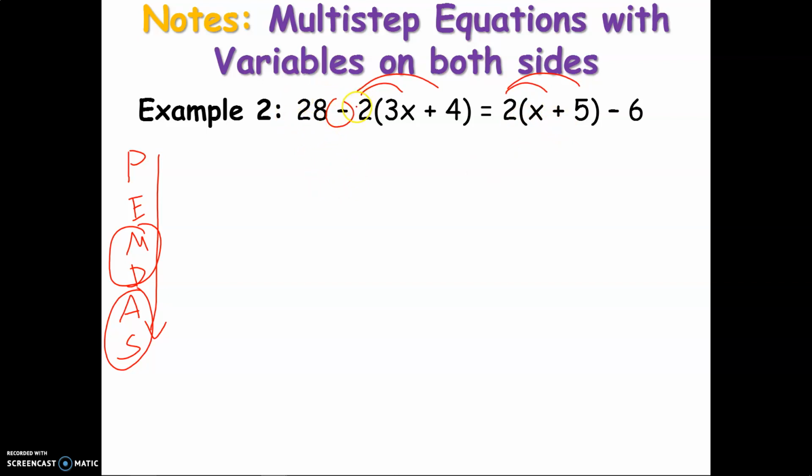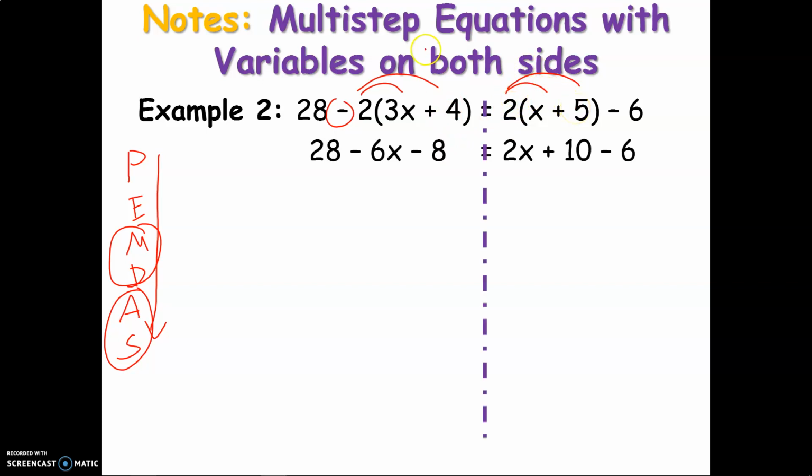So we have here negative 2 times 3x, or negative 6x, and negative 2 times 4, or negative 8. And then on the right, we have 2 times x, or 2x, and 2 times 5. So this becomes 28 minus 6x minus 8 is equal to 2x plus 10 minus 6. Note that this negative had to get distributed, hence both of these became minus. Now it looks like the one we did before.